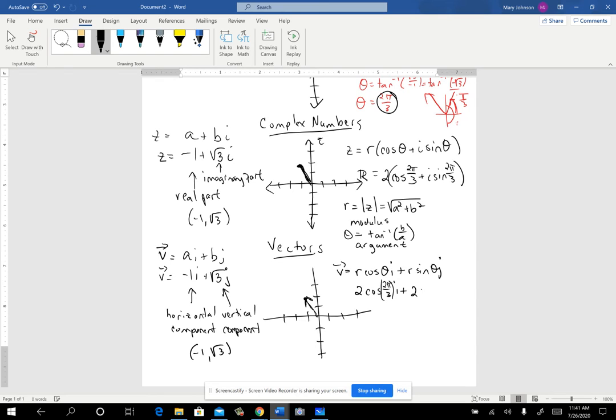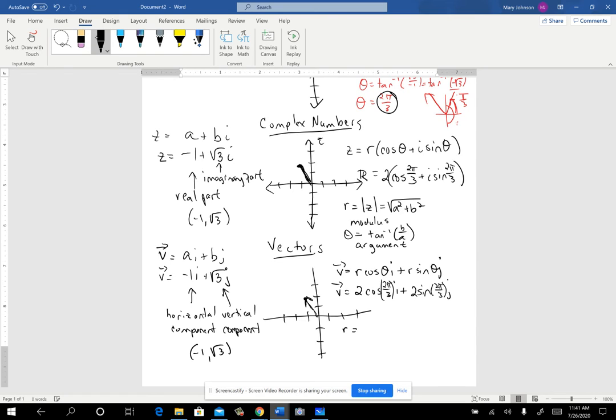Okay, and then I have 2 sine 2 pi over 3 with a j. Okay, and that would be your vector expressed in polar form. And you would find the r and find the angle in the same way I did for just the point earlier. Now the language, like with complex numbers, changes a little bit.